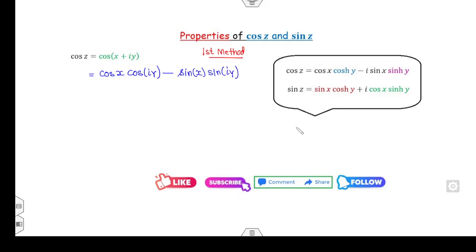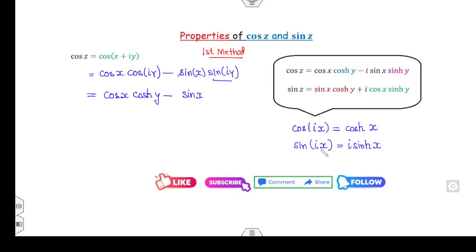Fine. And by using the property, cos(ix) becomes cos hyperbolic x, and sin(ix) becomes iota times sine hyperbolic x. So I can substitute the value, that becomes cos x cos hyperbolic y minus sin x. What is the definition of sin(iy)? It is iota times sine hyperbolic y, and that's the proof of the first property. Similarly, you can prove the second property.